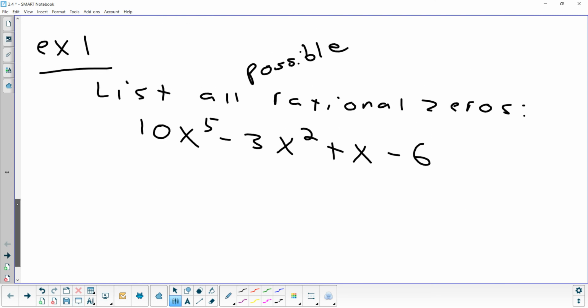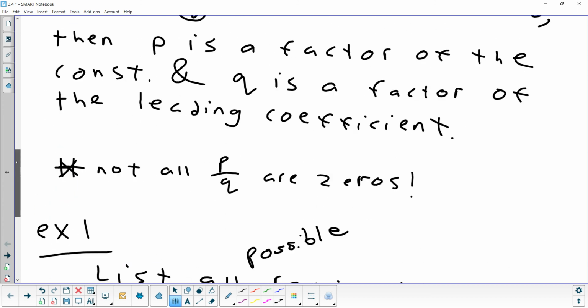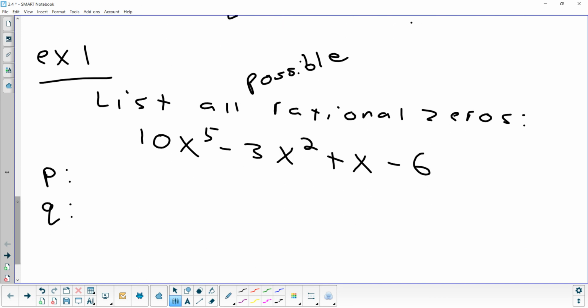So the first thing you want to do when you're making your list is identify the p-values and the q-values. So let's go back up and look at what p is. P is a factor of the constant. What is my constant in example 1? Negative 6. Can somebody tell me all the numbers that are factors of negative 6? What divides into negative 6?